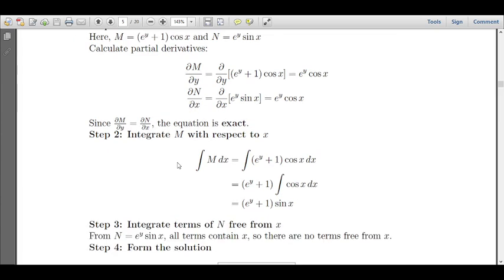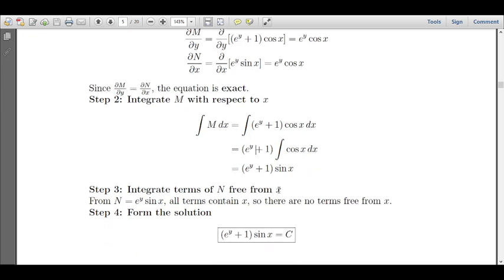Now, find the general solution. Integrate M with respect to x. Integral of (e power y plus 1) cos x dx, keeping y constant. Remember that here y is constant. So, e power y plus 1, e power y is constant and 1 constant. The constant term is e power y plus 1. There is no part of integration for this. So, you must write e power y plus 1 as it is, and integrate the x term only. Integrate cos x dx. Integration of cos x is sin x.